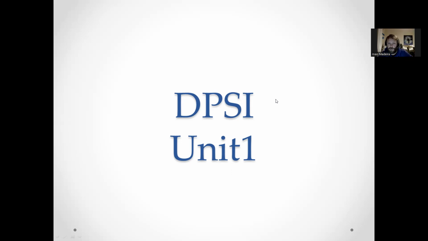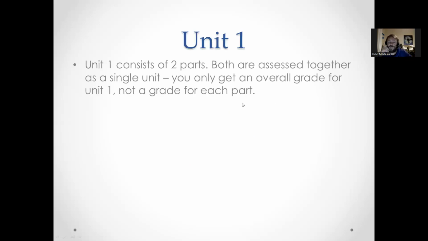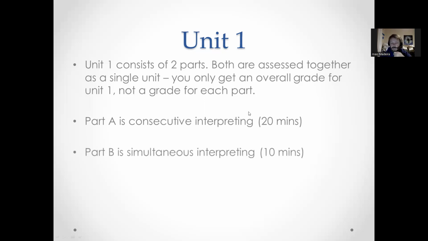So today we're talking about Unit 1, and Unit 1, as I mentioned last week, consists of 2 parts. Both of these parts are assessed together as a single unit. So even though there are 2 parts, you don't get a grade for each part, you just get 1 grade overall for the unit. Part A is consecutive interpreting, and it lasts approximately 20 minutes. And part B is simultaneous interpreting and lasts approximately 10 minutes.